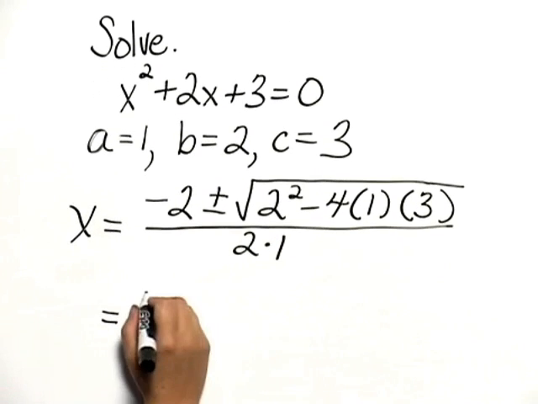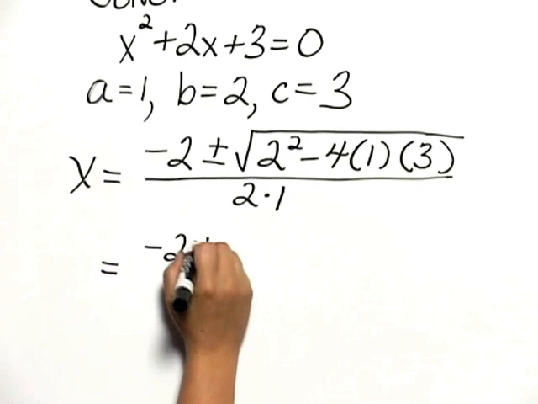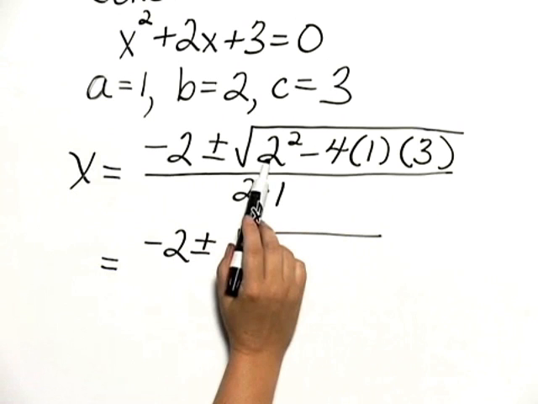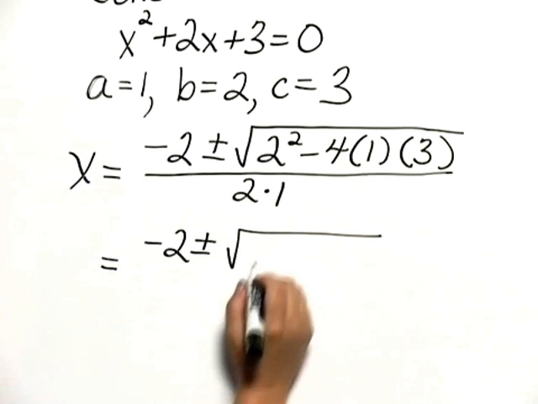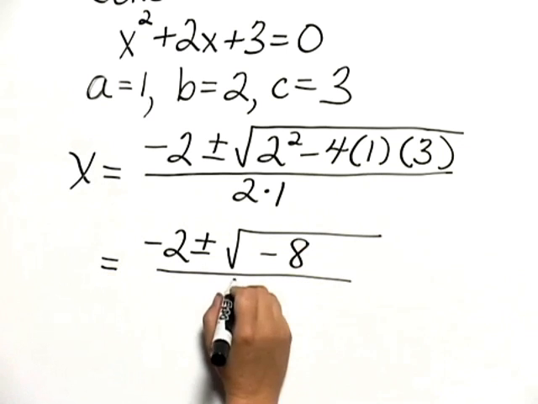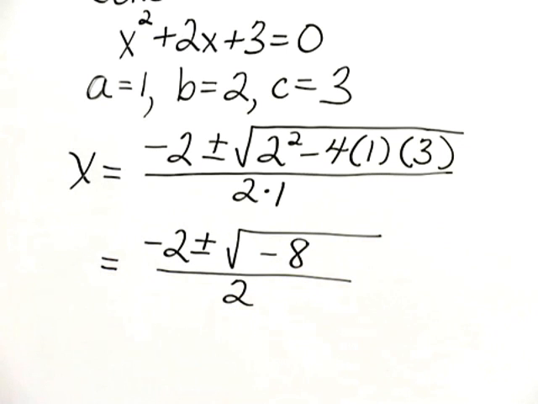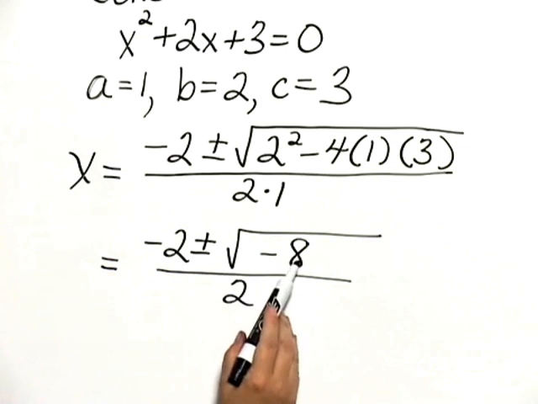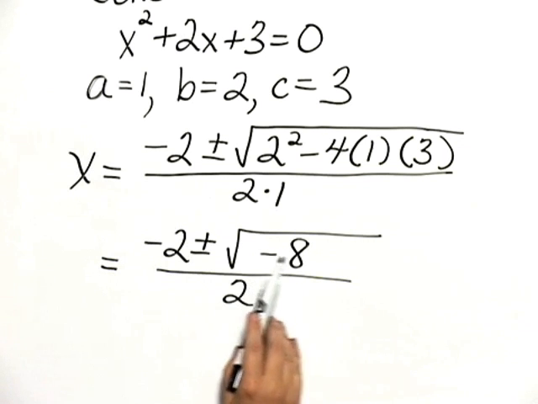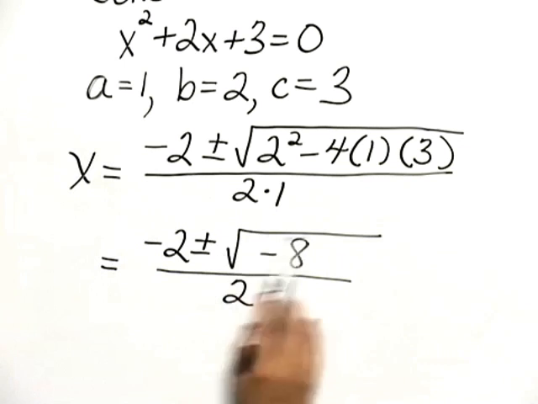Well, we can simplify. This is negative 2 plus or minus the square root of 2 squared, which is 4, minus 12, which is negative 8, all over 2 times 1, which is 2. And we can see that we're going to have a complex answer because we have a negative number under the radical sign.